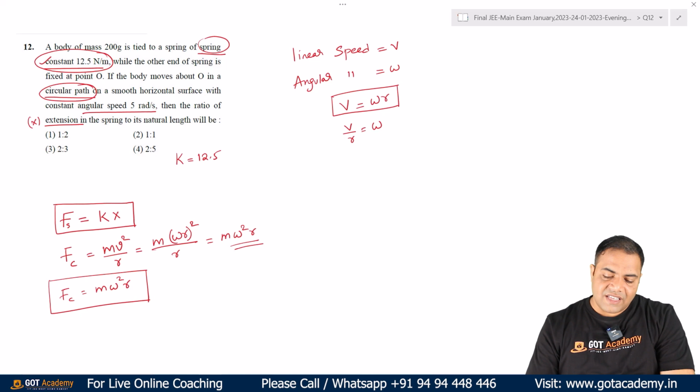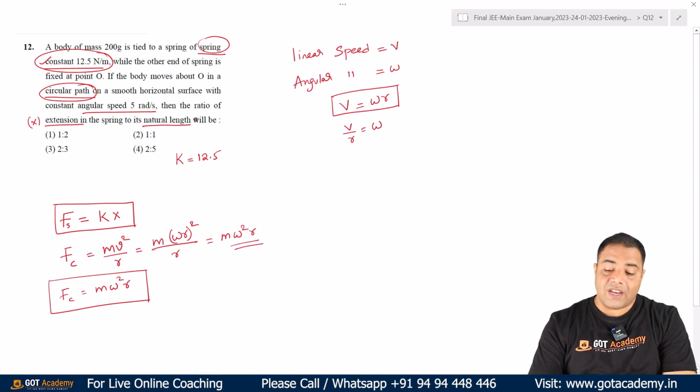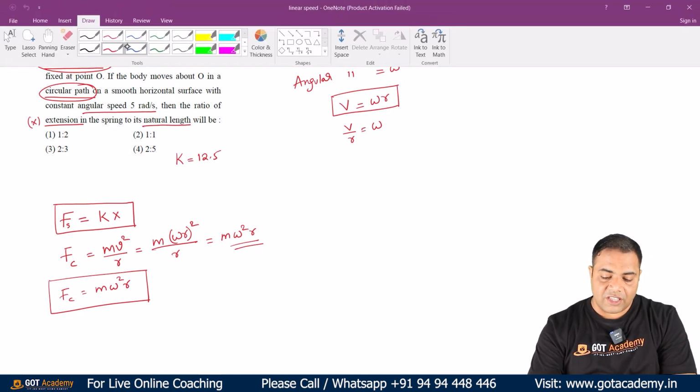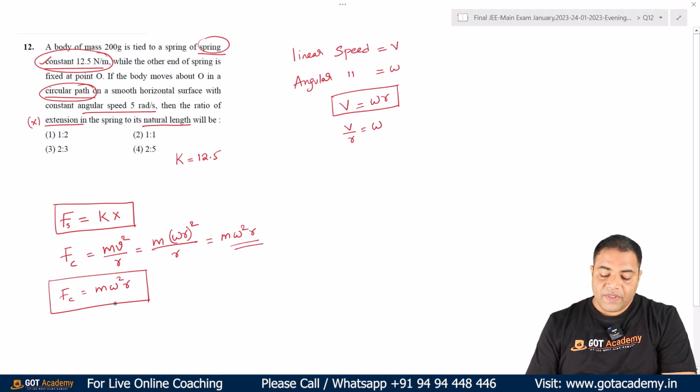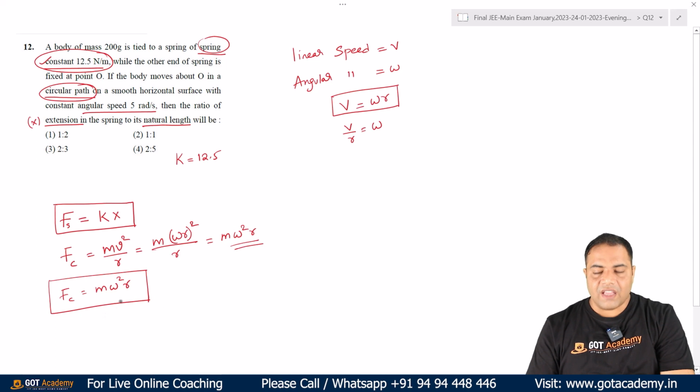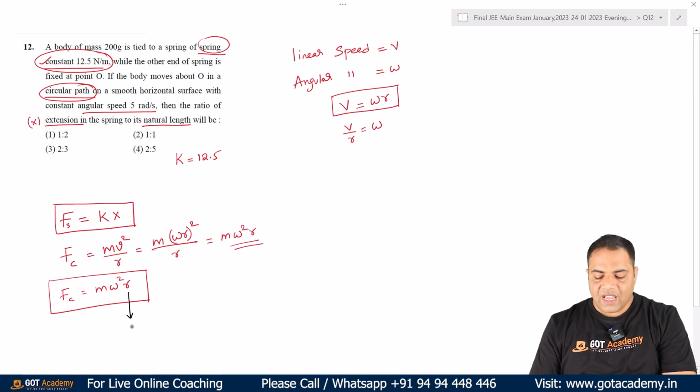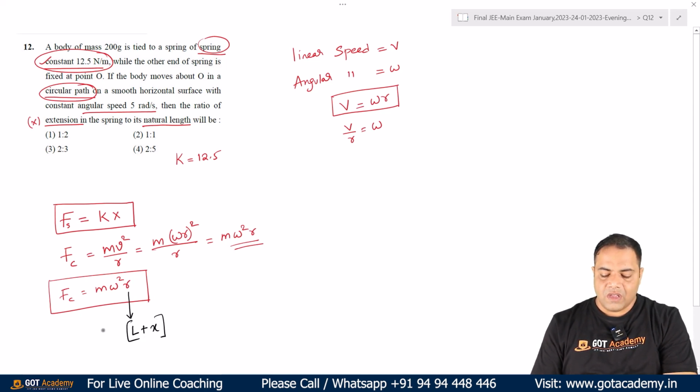Now what he is asking is that you have to find out its natural length. Okay, how to find out this natural length? Clear? So initial length is L, which we call a natural length. Okay. Extension is X. So why don't I take this circular path radius as initial length L, or you can call it a natural length, plus extension, which is equal to m omega square into L plus X.